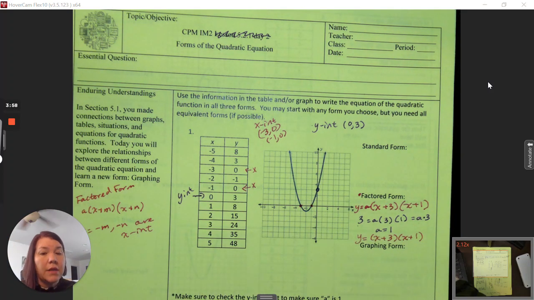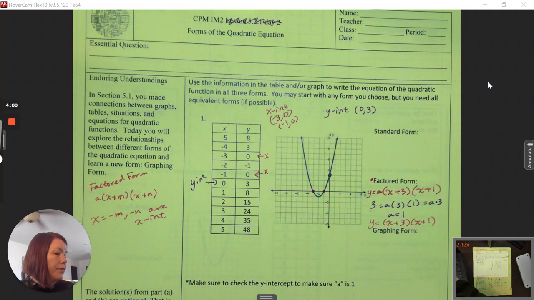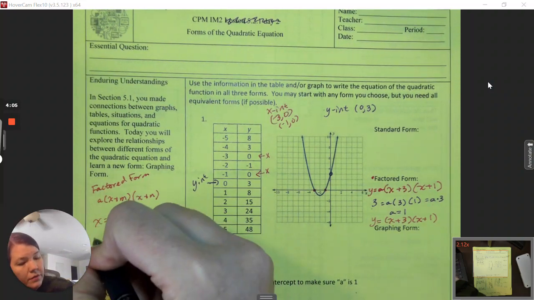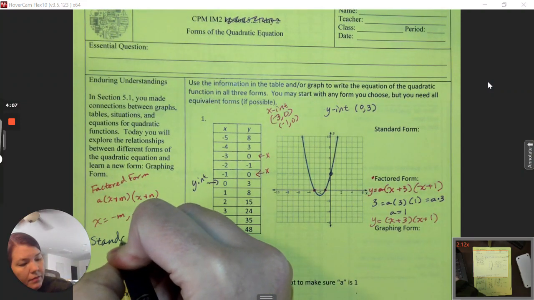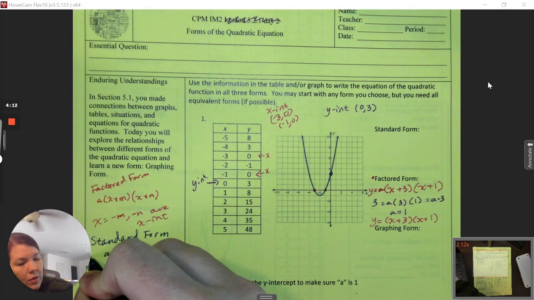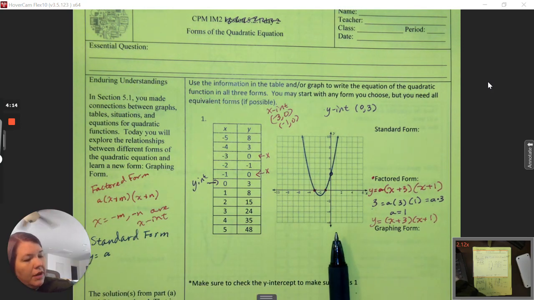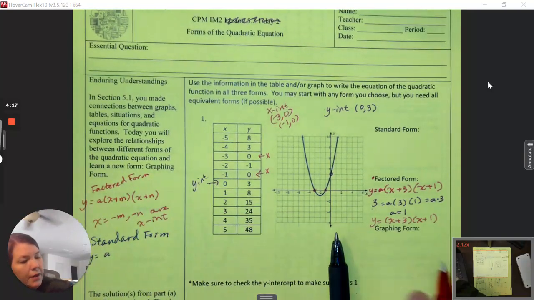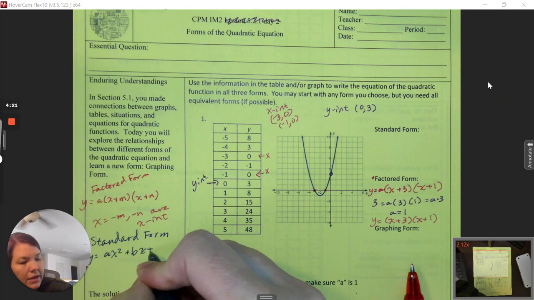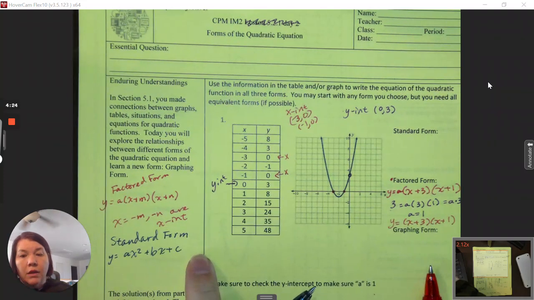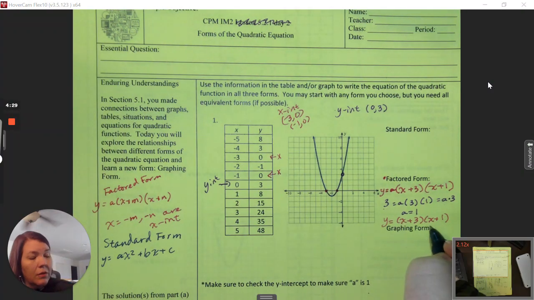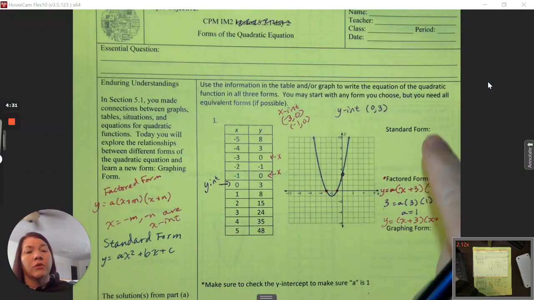Now standard form, if we don't recall, I will do in a different color. Let's use the star color. Standard form is y equals ax squared plus bx plus c, where a, b, and c are numbers, with a being the leading coefficient. And so what I can do is take factored form and turn it into standard form.